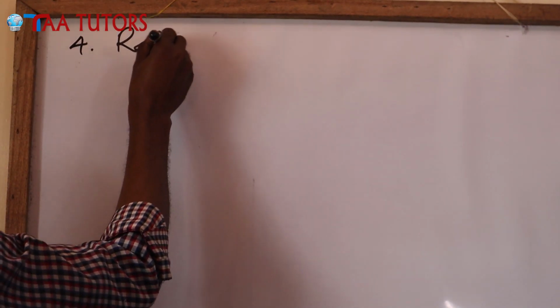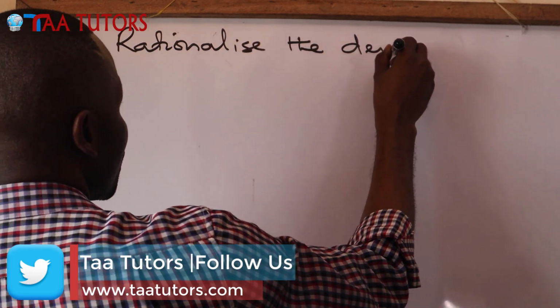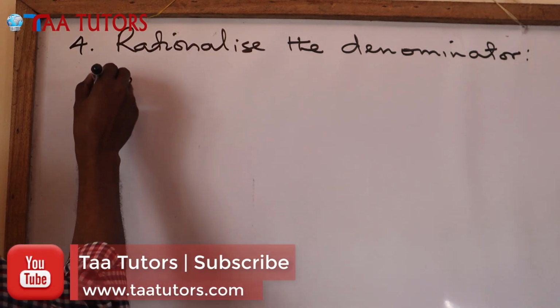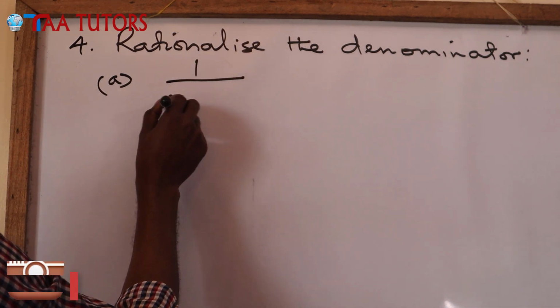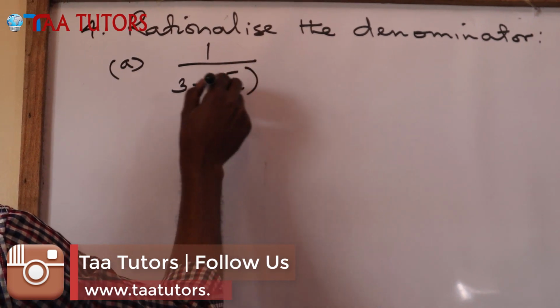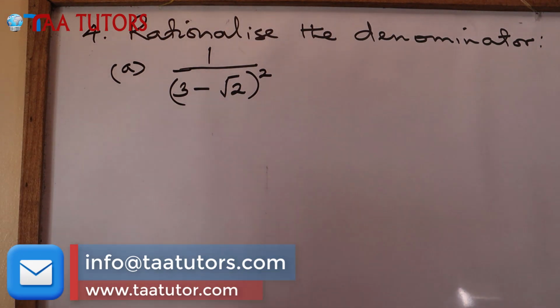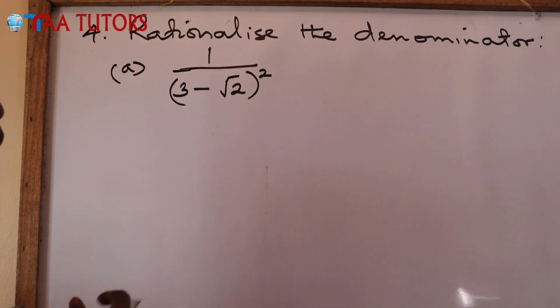So rationalize the denominator. You have a question here: 1 divided by 3 minus surd 2, squared. So you realize that this question, viewers, is not taking the approach we have seen before. It means, first of all, we have to deal with this denominator first, expand it. After we expand it, we get the result. That result is what we rationalize.